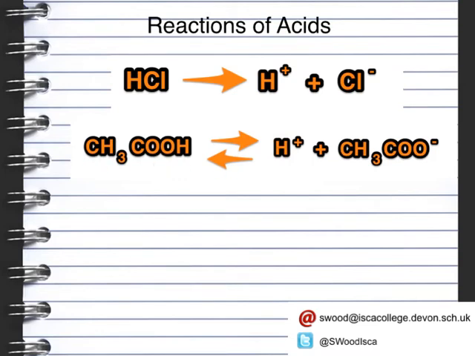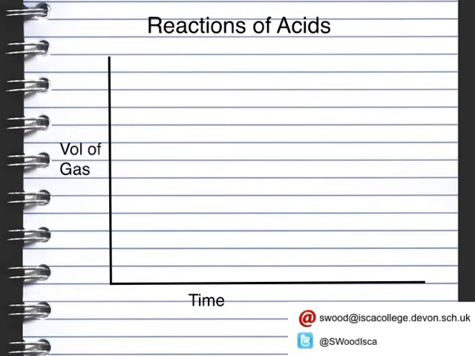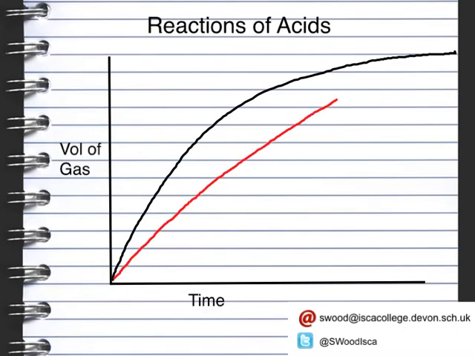So if we have a quick look at what a graph might look like for these reactions, if we've got the time and then the volume of gas going up the side, let's just alter that. Now for the strong acid, you would end up with a graph that looks like this. So this is where it plateaus, where the reaction ends, whereas with a weaker acid it would go slower, but eventually it would reach that same point.